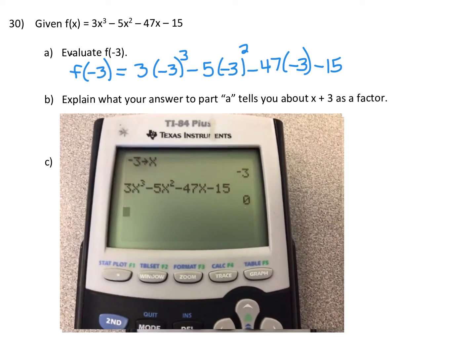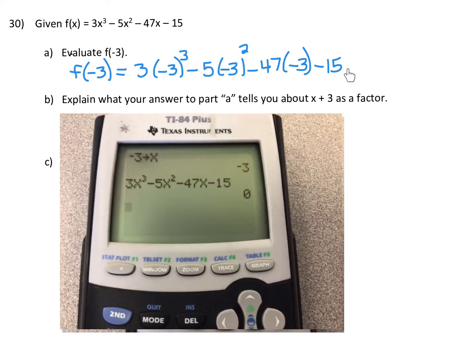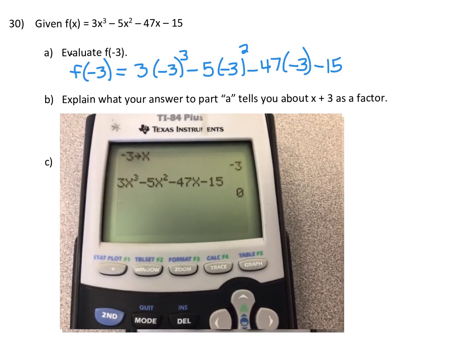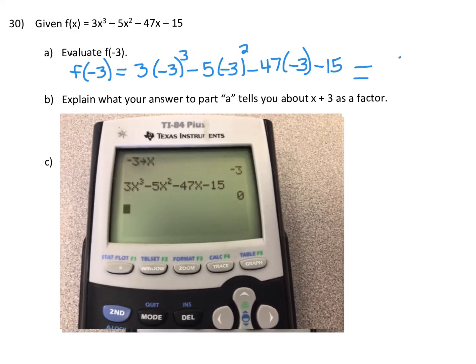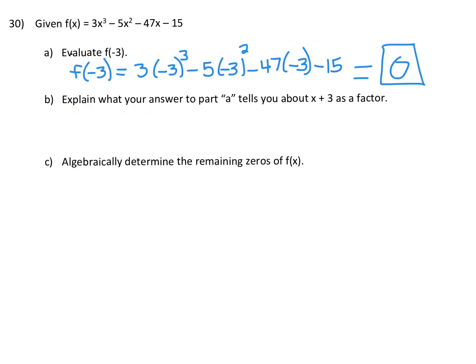So what that means is when I plug negative 3 in for all the x's, this expression is equal to 0. So that's the answer for the first part. My 0 kind of looks like a 6, so I'm just going to make that a little better. Okay, so that is 0.